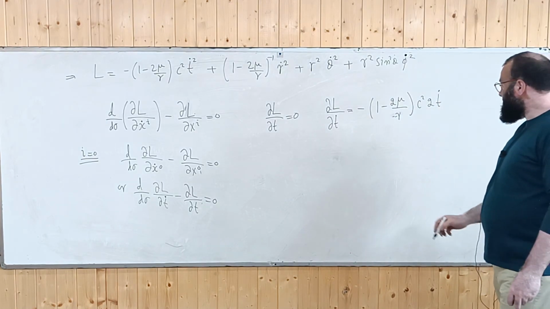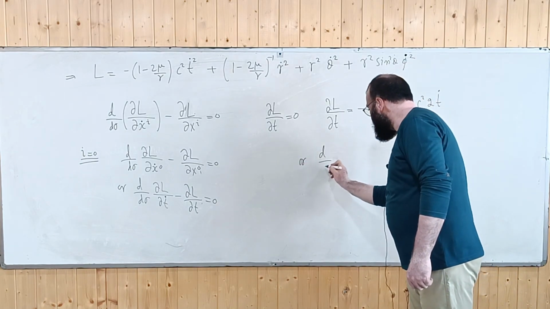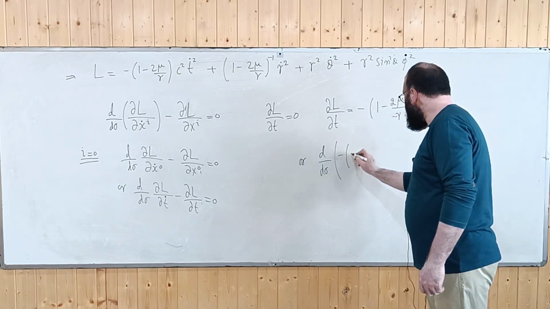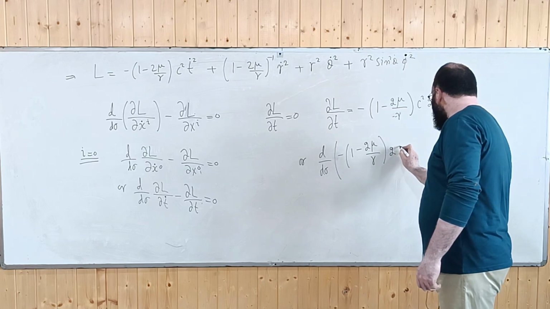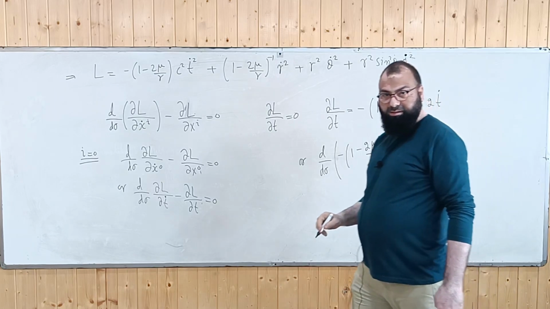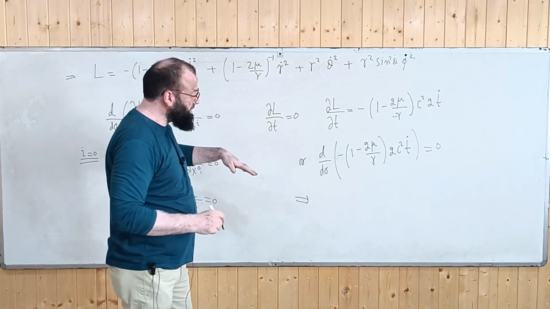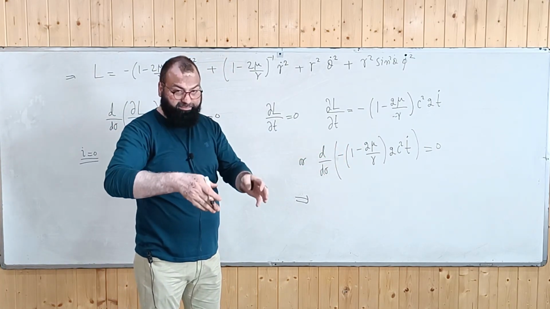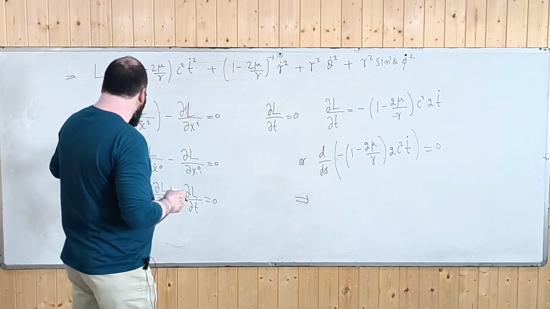Clear? So, in other words, what is the equation? d by d sigma of r, this very object, minus 1 minus twice mu by r, twice c square t dot, this is equal to 0. Clear? So this is a geodesic equation governing the time coordinate, the t variable, or the zeroth equation from this.